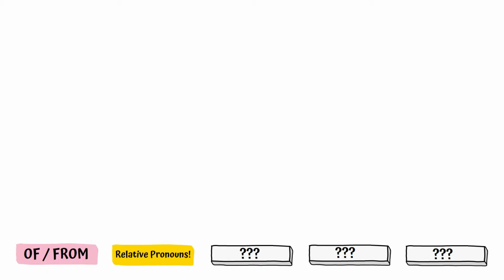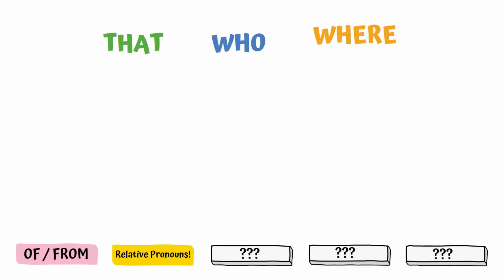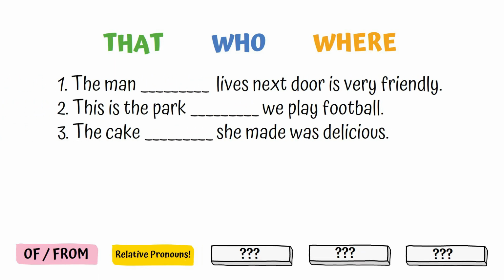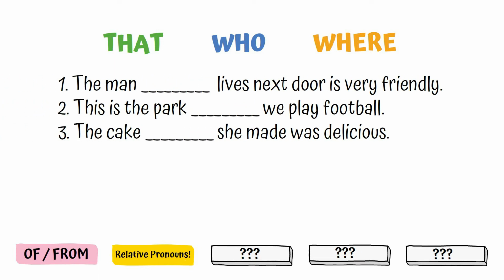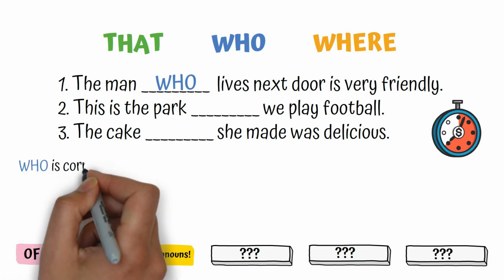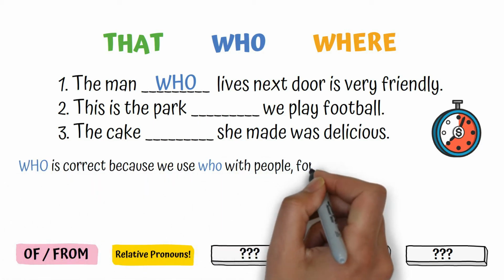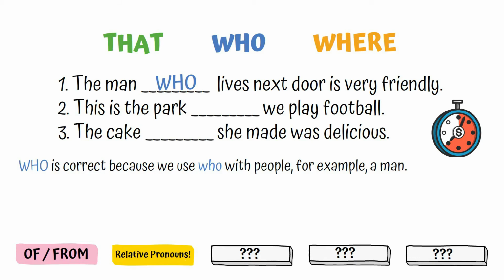Relative pronouns. Relative pronouns are words like that, who, and where. Let's take a look at an exam style activity. Please pause the video and try to find the correct relative pronoun for these questions. Number 1. The correct answer is who. Who is correct because we use who with people. For example, a man.